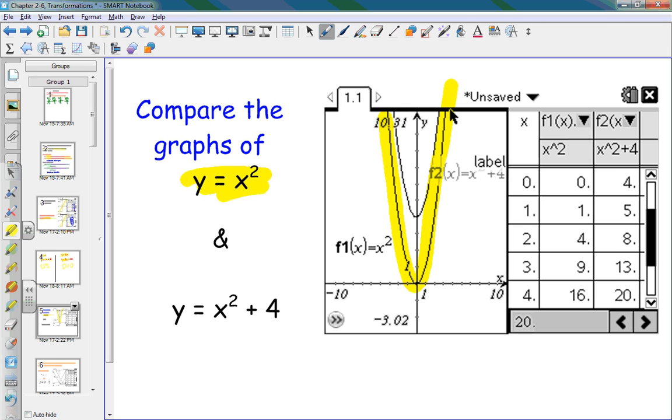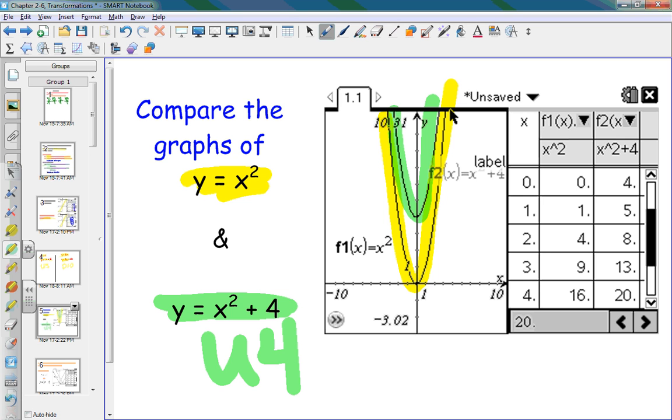Yes? This one right here is x squared plus 4. What happened to the graph? Oh, it went up 4 units. Share with your friend out there. It went up 4 units.